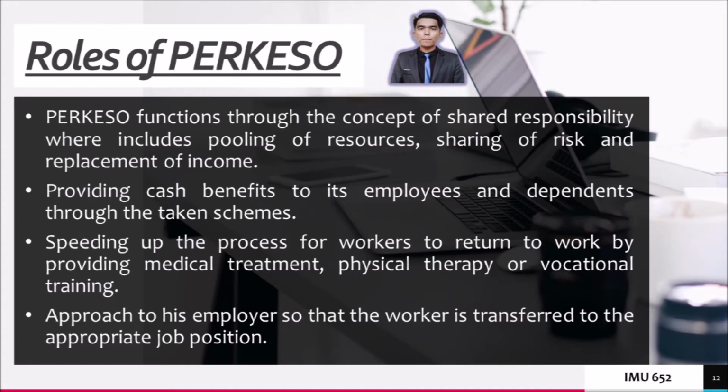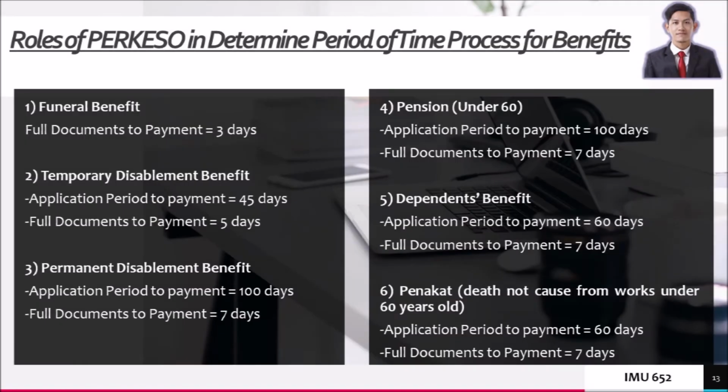Moreover, Perkeso will approach the employer so that the worker is transferred to an appropriate job position in the case where the worker cannot work in the place where he was working due to an accident. This way will make sure the workers still have their job and get a source of income even if their condition is not like before.